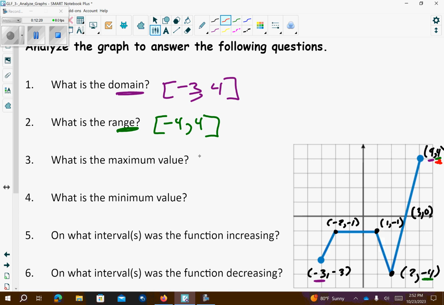What is the maximum value? Well, this is my maximum value, which is 4. What is my minimum value? It's my smallest value. This is my minimum value, -4.